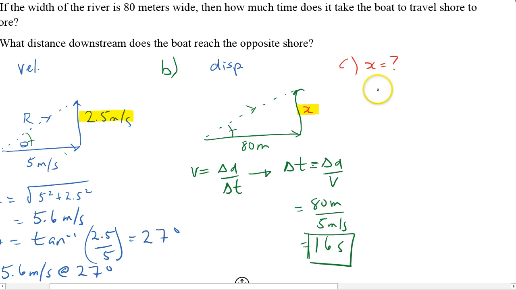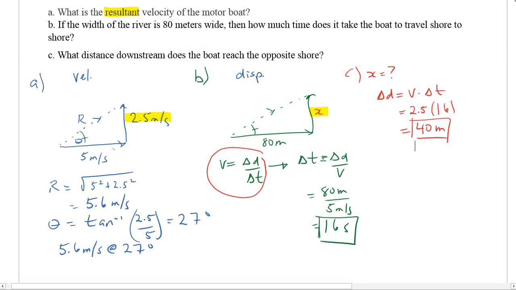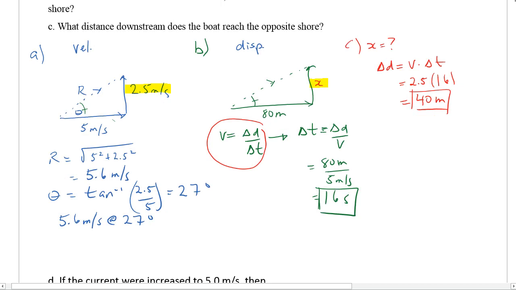So I'm going to say delta D is equal to V times delta T. Again, it's just another variation solving for delta D on that equation, and I'm going 2.5 meters per second for 16 seconds. So 2.5 times 16 is 40 meters. So there we go. So even though the boat is going in this direction, during that period of time that it takes to get across, and it moves the 80 meters horizontally, it takes 16 seconds. During that 16 seconds, it moves 40 meters downstream.